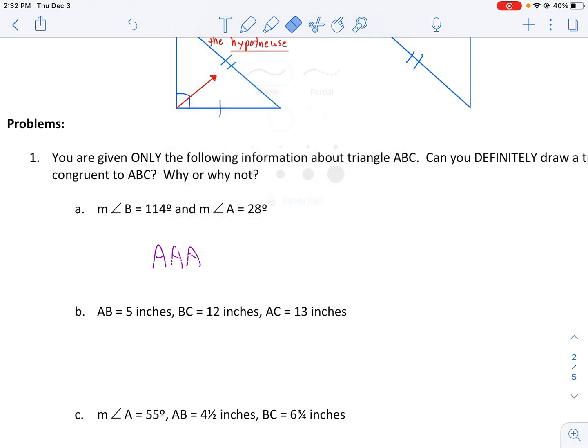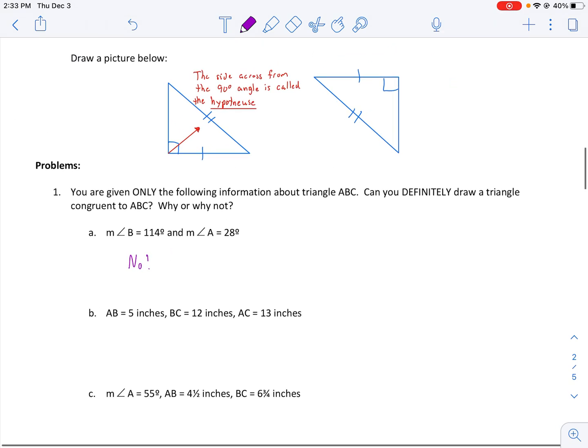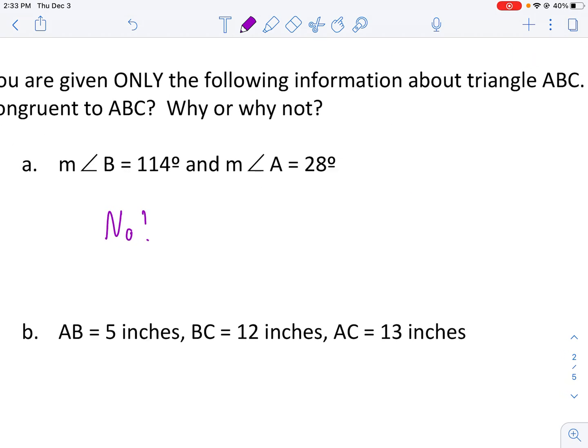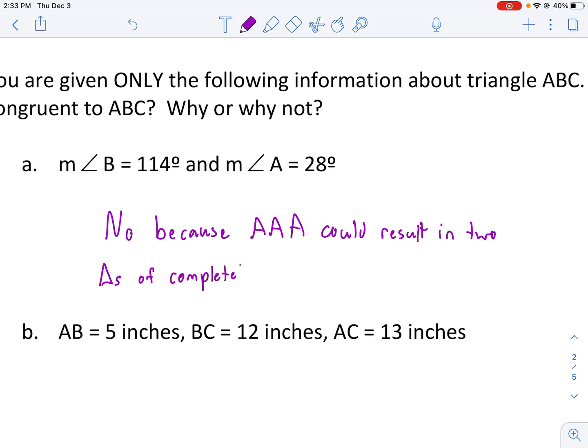I'm going to use this as my handwritten key too, so I'm going to write very formally. The question is, can you definitely draw a triangle congruent to ABC? And I'm going to say no, because angle, angle, angle could result in two triangles of completely different sizes, even though all the angles are the same.